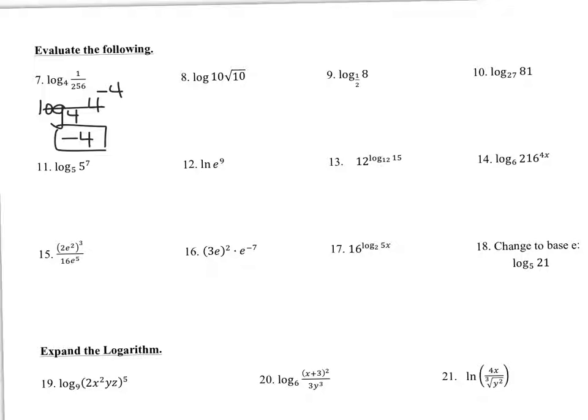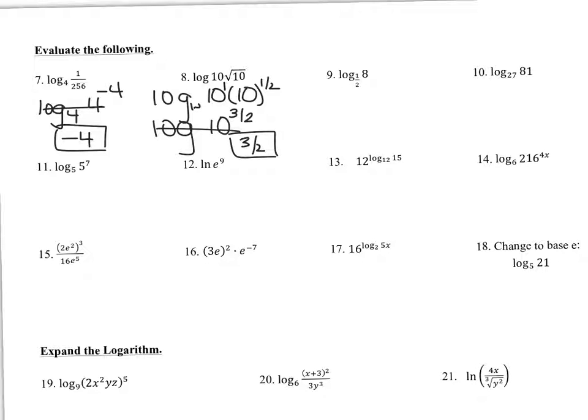If I look at this one, I have log base 10 of 10 times 10 to the 1/2, which means I have log base 10 of 10 to the 3/2, because 1 plus a half is 3/2. So now my log base 10 of 10 cancels out, so I'm left with 3/2. If I look at this next one, log base 1/2 of 8 is, 1/2 to what power gets me 8? Negative 3. So I'm left with negative 3.